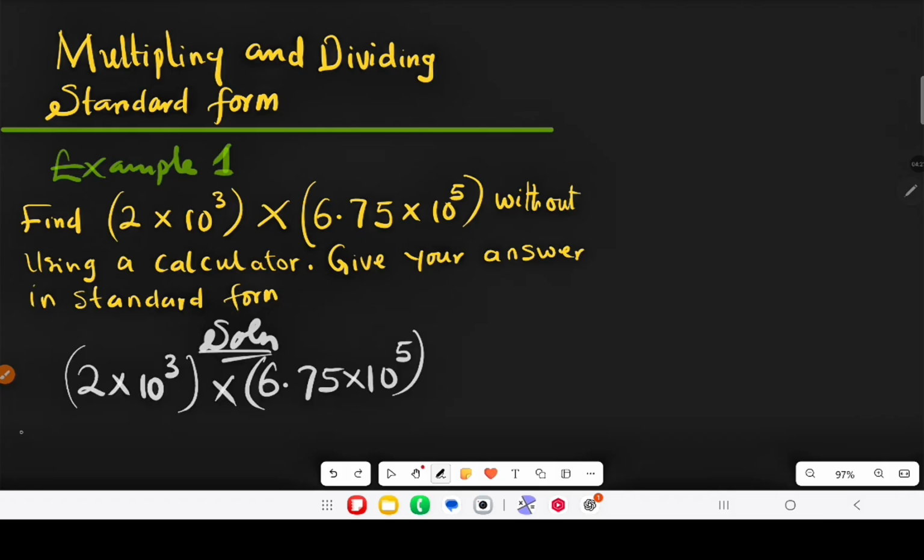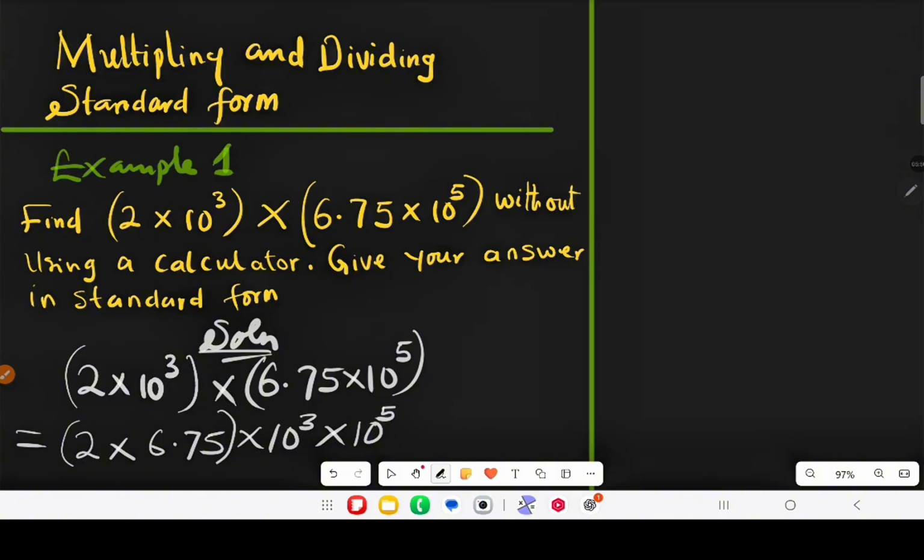Solution. Then we continue. This is the same thing as 2 times 6.75 in brackets, times 10 raised to the power of 3 times another 10 which is raised to the power of 5.